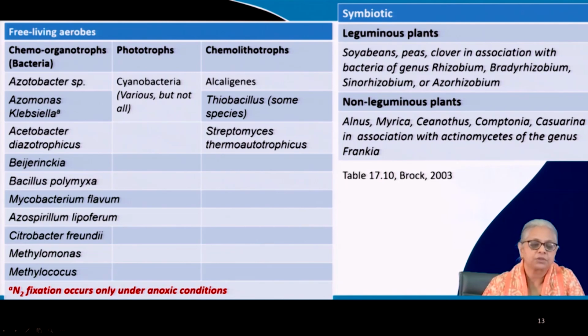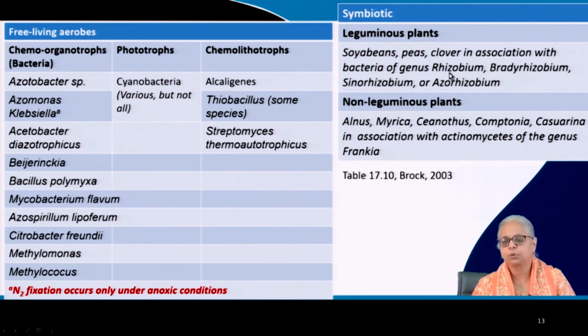Then you have phototrophs, cyanobacteria. Many of the cyanobacteria are capable of nitrogen fixation. We have chemolithotrophs like Alcaligenes. We have Thiobacillus and Streptomyces. All of them are chemolithotrophs. Now, we have nitrogen fixing bacteria that are capable of having symbiotic relations with either leguminous plants or non-leguminous plants. And a few examples were mentioned in the previous slide, and there are a few others here.